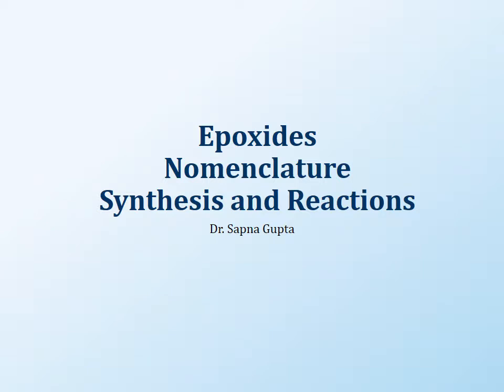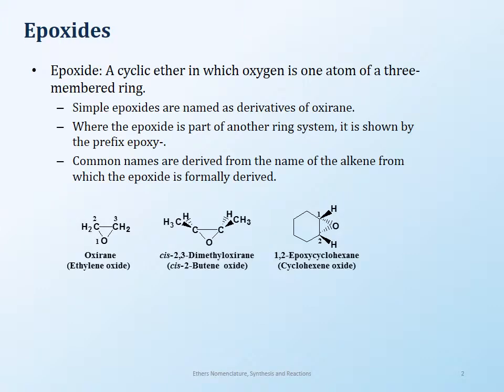This is the second part of ethers, which is called epoxides, and epoxides are cyclic ethers, but I'm covering them separately so you don't have to be inundated with a long chapter. Okay, so epoxides are cyclic ethers, and the oxygen in this is specifically in a three-membered ring. So if it's not in a three-membered ring, it's not called an epoxide.